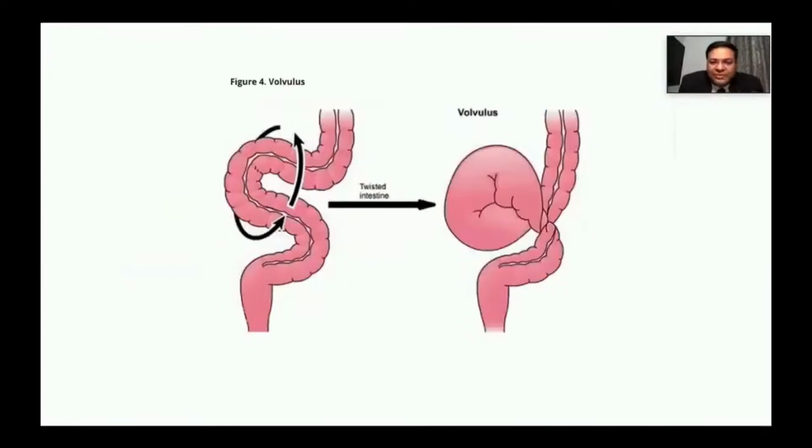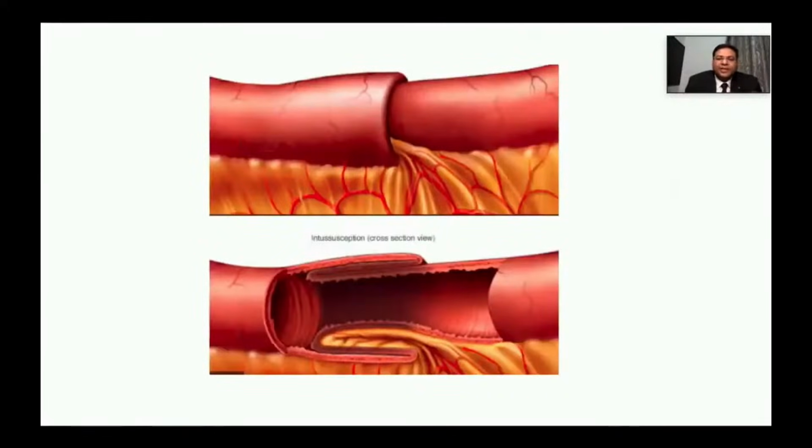Now, as I told, if there is a twist in the intestine, there is a free long segment which is mobile, and it may at times get twisted. If it automatically gets untwisted, the patient will have pain and then it will resolve. But in some cases, the twist may be very severe and may need endoscopic or surgical correction.